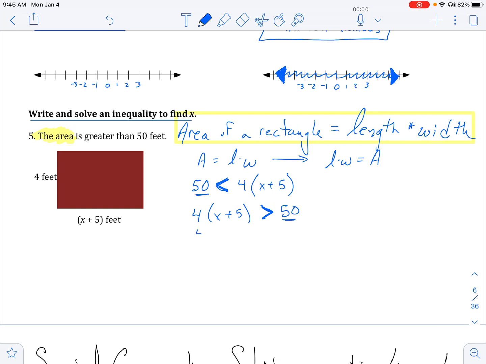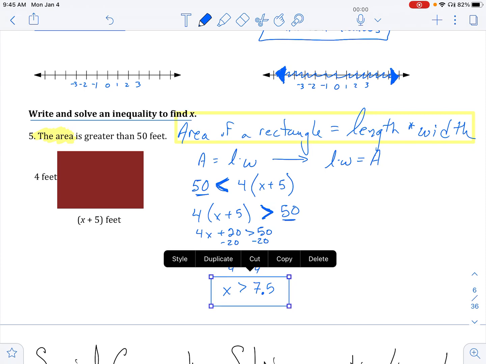So I'm going to distribute on the left side. I'm going to subtract 20. 4x is going to be greater than 30. I'm going to divide by 4, and I get x is greater than 30 divided by 4, which is 7.5. This is my solution.